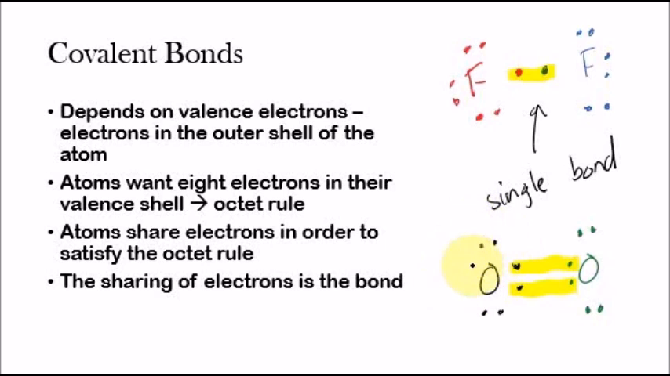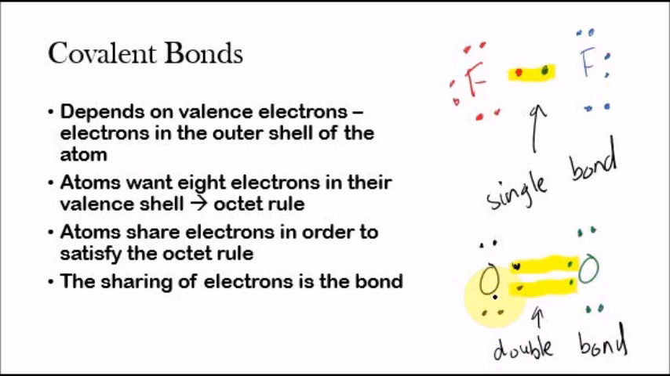Look, this oxygen atom right here has 1, 2, 3, 4, 5, 6, 7, 8. And this oxygen atom right here has 1, 2, 3, 4, 5, 6, 7, 8. And this is a double bond. This is a double bond, and that's because each oxygen atom is contributing 2 electrons to create 2 different separate bonds. So it's a double bond.